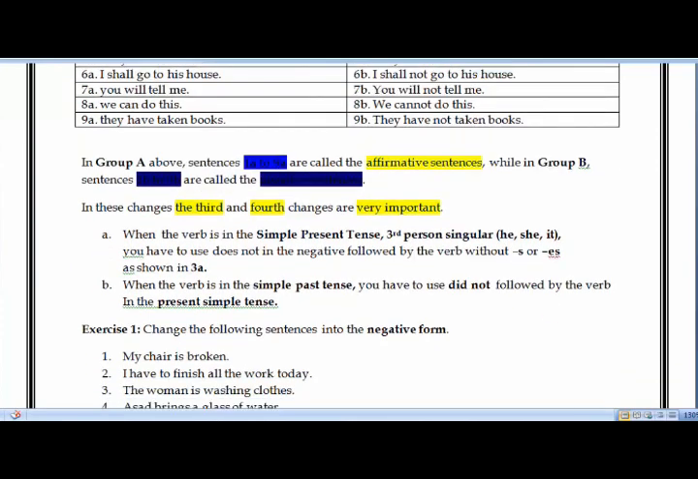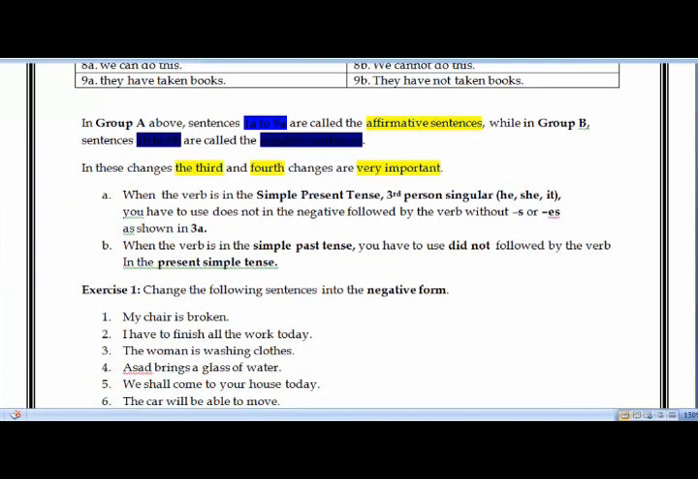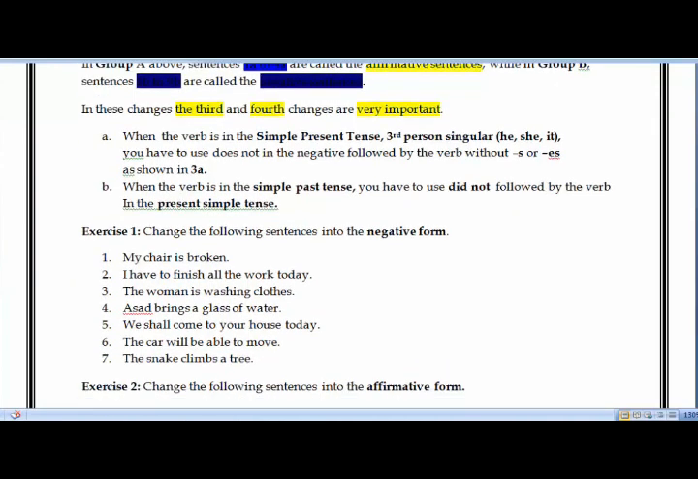Now, here there is an exercise for you to do. Exercise 1, change the following sentences into the negative form. My chair is broken. I have to finish all my work today. Asad brings a glass of water. We shall come to your house today. The cow will be able to move. The snake climbs a tree.